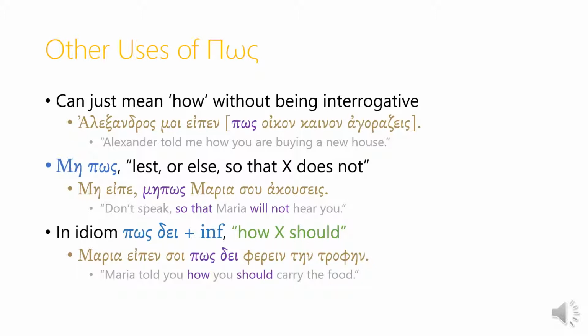Πως also appears in the idiom πως dei plus the infinitive, which means how something should perform an action. So, Maria epen soi πως dei feren ten trophen. Maria told you how, πως, you should, dei, carry the food, feren ten trophen.